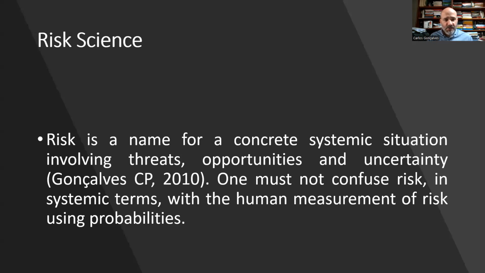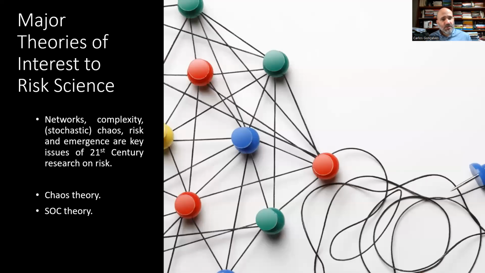So risk science looks at risk as a name for a concrete systemic situation involving threats, opportunities, and uncertainty. And here one must not confuse risk in systemic terms with the human measurement of risk using probabilities. So this is a major point. We are looking at risk in terms of concrete systemic situations, of concrete systemic dynamics, and in particular involving complex systems.